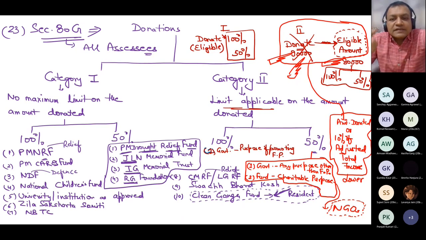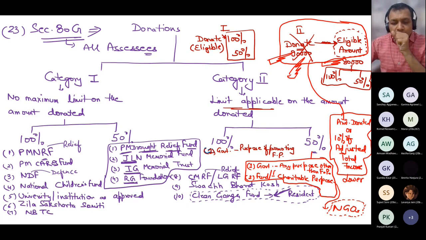Again, let me discuss category 2 with you. I have told you in category 2 also there are two kinds of donations, 100 and 50. In 100, only one you should learn: when you donate to the government, where the amount will be utilized for the purpose of promoting family planning. In category 2 itself, in 50% there are two donations. First, if you are donating to the government, where the amount donated will be utilized for any purpose other than family planning. And second is to any trust, to any fund, any foundation, anything for charitable purpose.